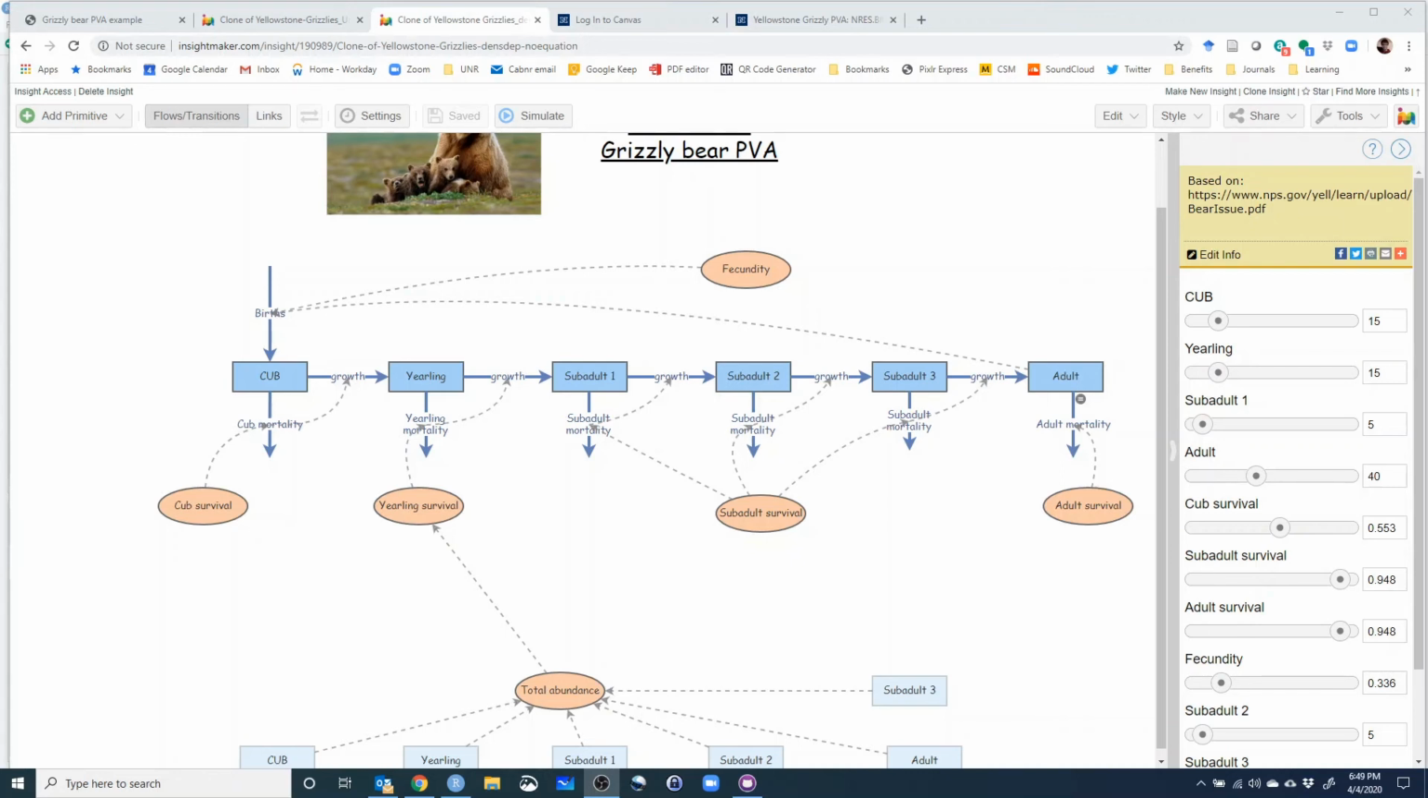So first of all, I want you to make sure that you parameterize the model so that we're representing the later period with higher densities. So we're going to have higher abundances of cubs, yearlings, subadults. Let's have 40 adults. We're going to try to represent that image we saw earlier of this population.